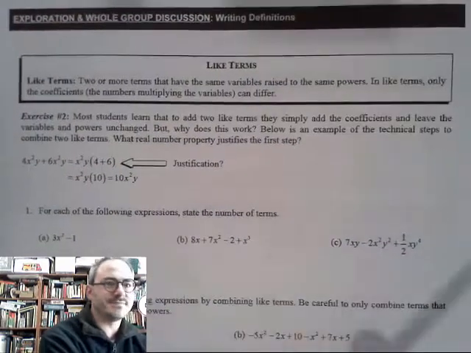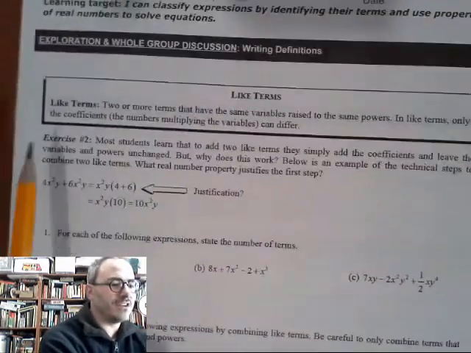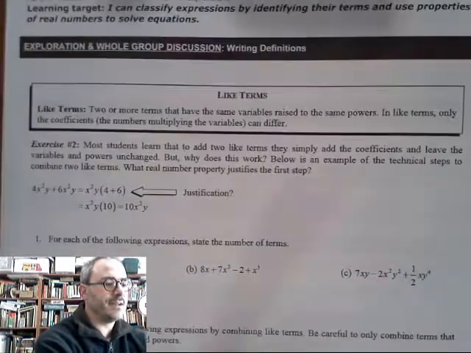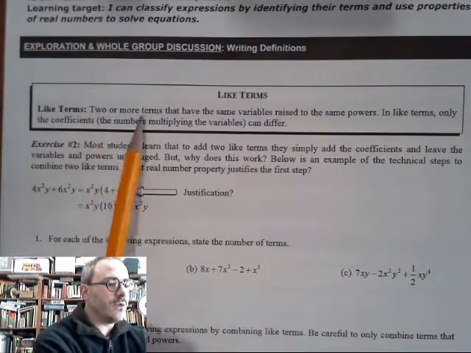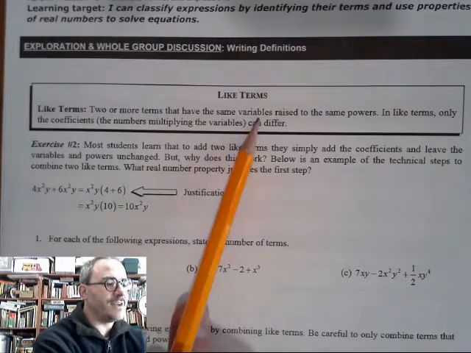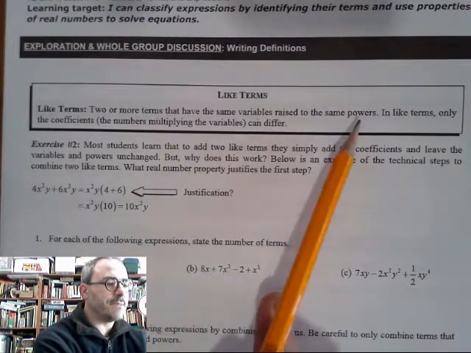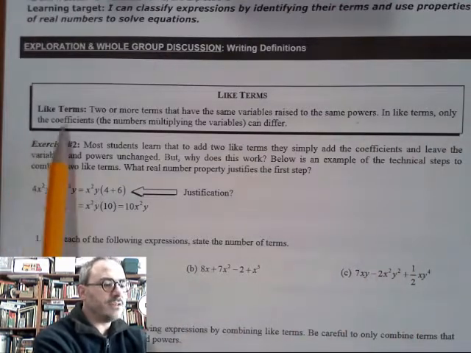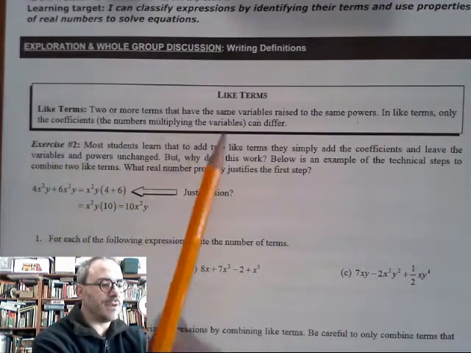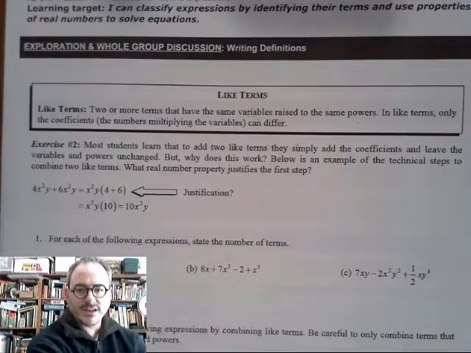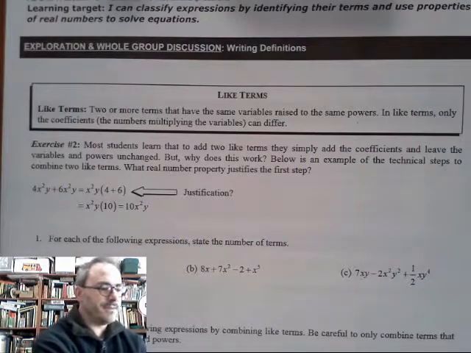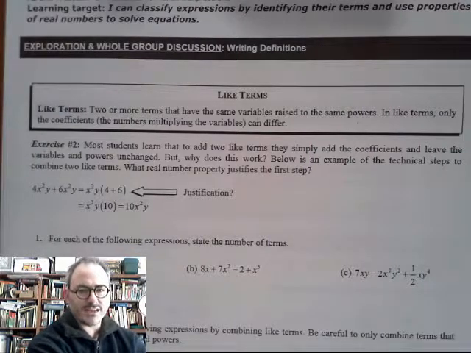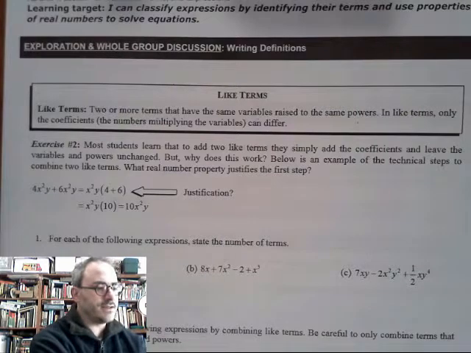All right, we're going to talk about like terms. The definition: two or more terms that have the same variables raised to the same powers. Those are like terms. In like terms, only the coefficients, the numbers multiplying the variables, can differ. The powers, the exponents, the variables all have to be the same. Here's exercise 2.